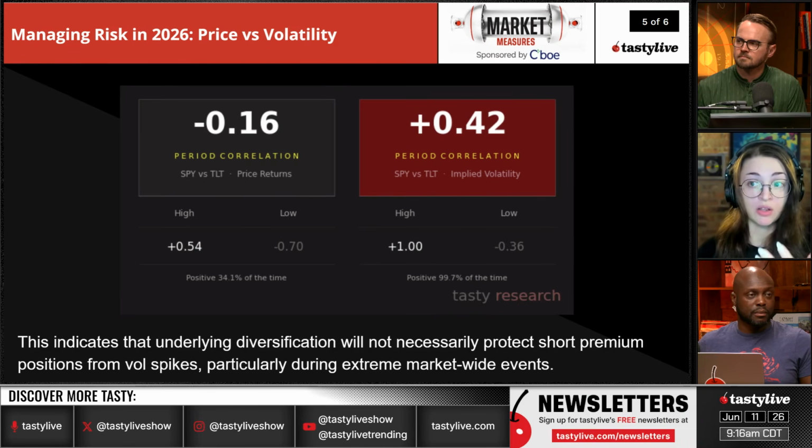When there's a big vol event in the market, that happens kind of across everything, right? Which means that even though you might have some buffer from the directional movements, the implied volatility, especially for short premium positions, still leaves some exposure there. So it doesn't offer complete protection.